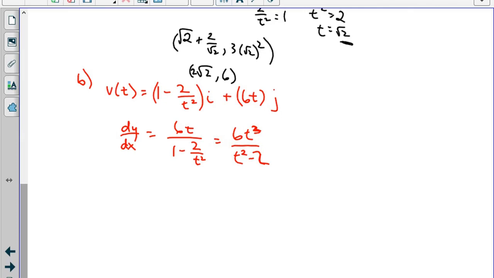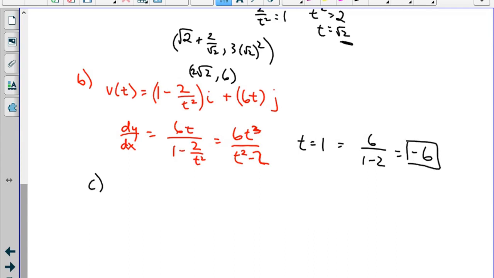When t equals 1, that means I have 6 over 1 minus 2, which is 6 over negative 1, or negative 6. So that is dy dx at t equals 1. Part C. If I want d squared y over dx squared, I will take the derivative of dy dx and then put that over dx dt.